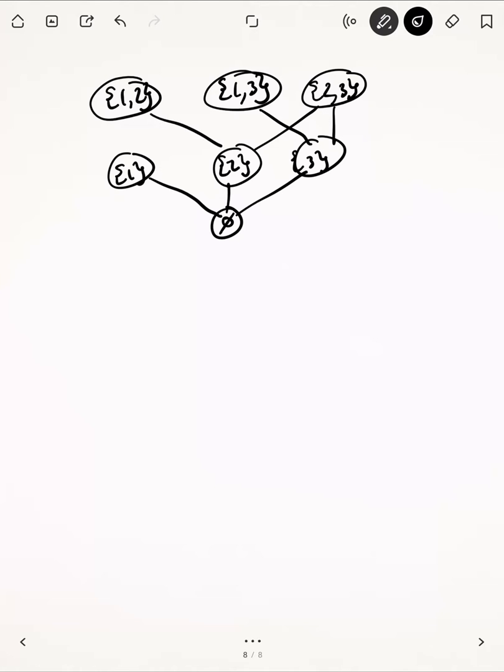And so you can draw all these edges this way, and at the top up here, you have the set A itself. And so that's the Hasse diagram. Sorry, it's a bit messy, but that is the Hasse diagram. And so it works out nicely.